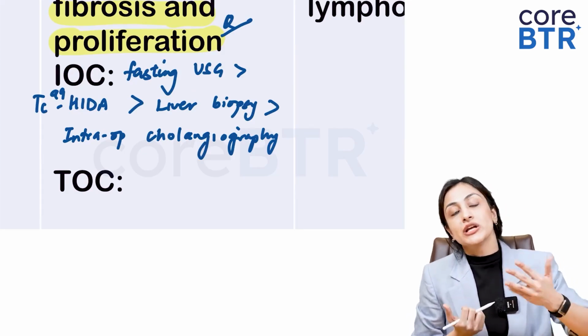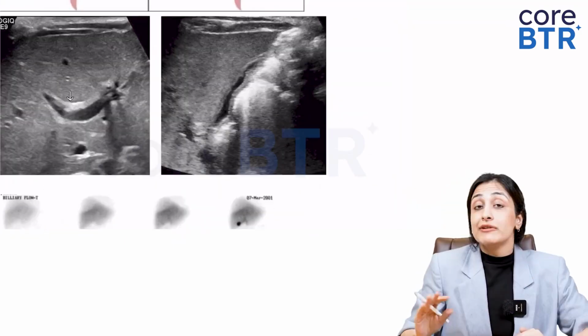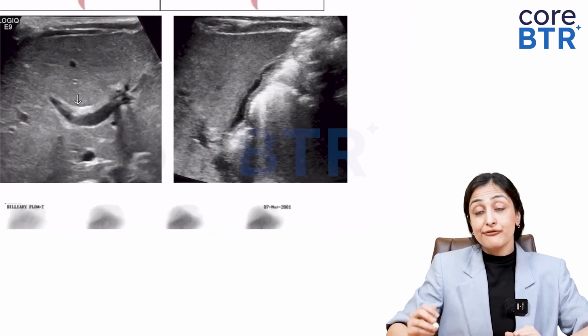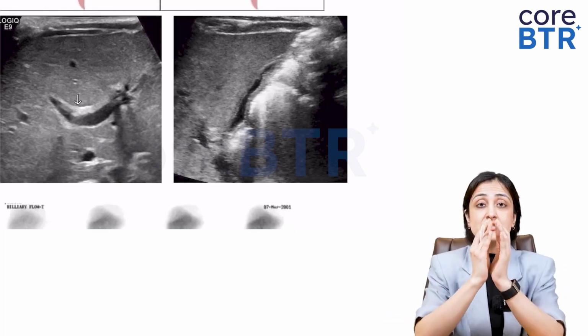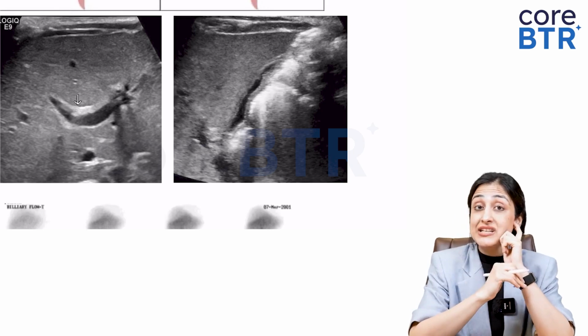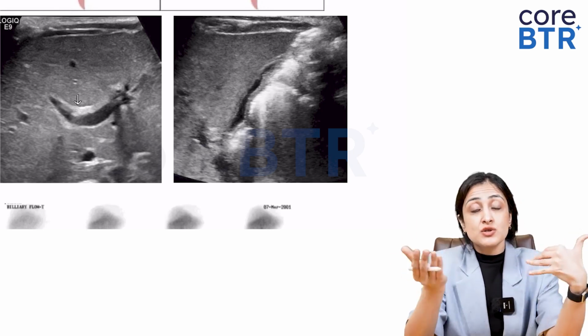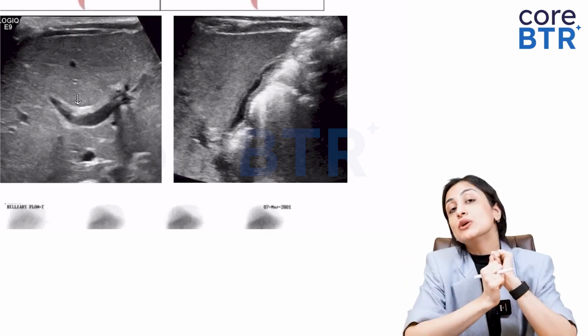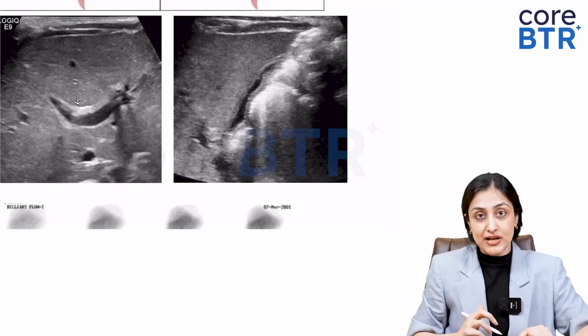So why am I doing ultrasound? What will that show me? When we do ultrasound for a baby suspected to have EHBA, we do it in a fasting state, because fasting is the state where the GB is maximally contracted, right? Sorry, maximally distended. I want to see that GB, because once the baby feeds, cholecystokinin will make the GB contract, right? So that's why we do a fasting ultrasound.